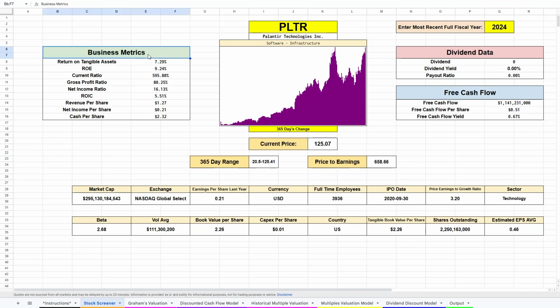Now, looking over to business metrics, the return on equity is 9.2%, the return on invested capital is 5.5%, and most importantly, the current ratio is 5.95. So, what I can clearly see here is that they probably diluted their shareholders a lot, but this way they've managed to keep zero debt and a very good short-term asset base. So, this is why they have an absurdly high current ratio.